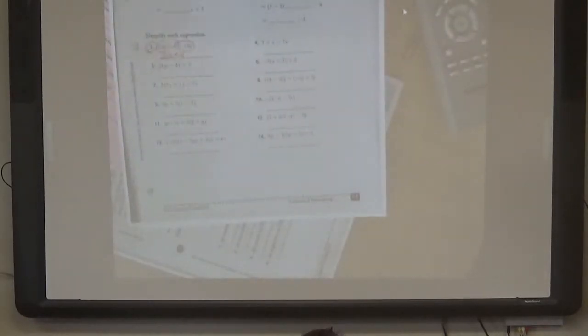And the answer is 2A plus 4. That is as simplified as you can get. You can't add 2A plus 4, so you just leave it. You leave them separated. Okay?